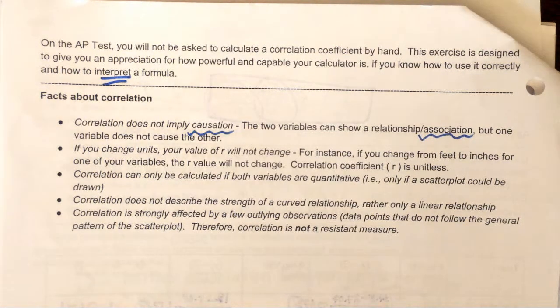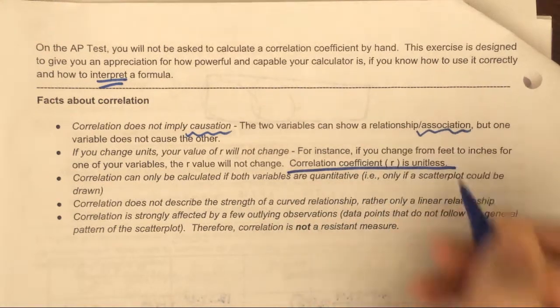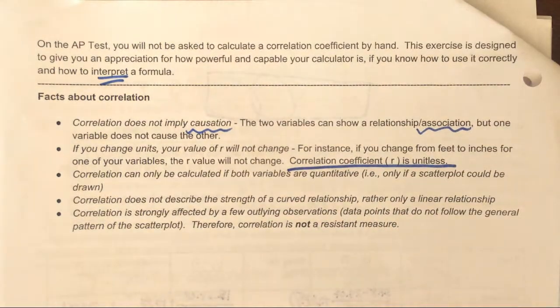Okay, if you change units, your value of R will not change. For instance, if you go from feet to inches, R doesn't change. So never put units with R. Correlation coefficient R is unitless. So never put anything by R besides a number.